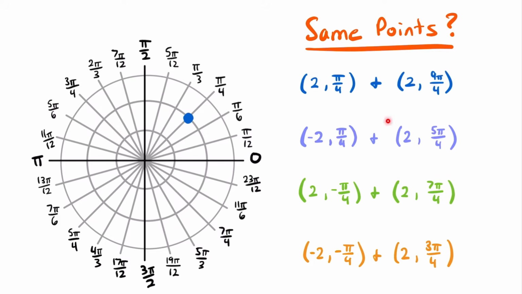Now let's look at our second set. We have -2 comma pi divided by 4 and +2 comma 5 pi divided by 4. So now let's start with this first one here. This is very similar to the last point that we plotted, except our radius is negative.